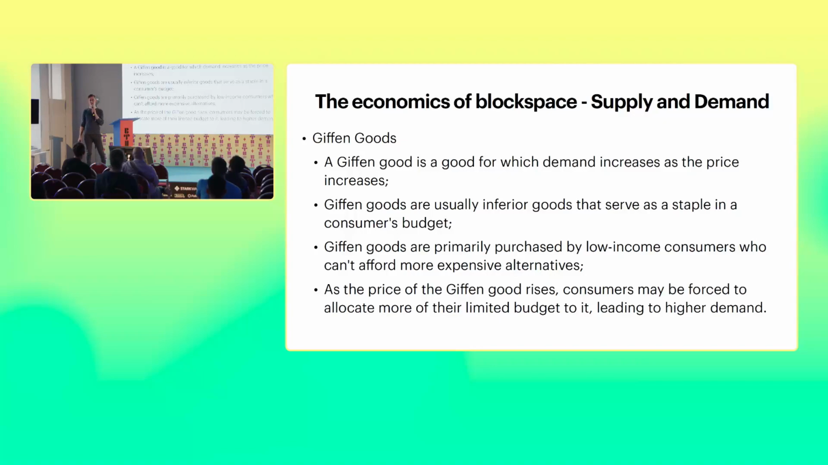If I'm a DApp on Ethereum mainnet, I don't really have an alternative. I don't have a substitute quickly. Giffen goods tend to be purchased more by low-income consumers, who might be forced to allocate more of their existing budget to this good, which is more important for people with limited budgets.